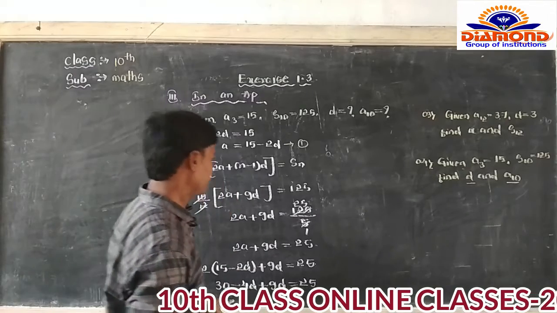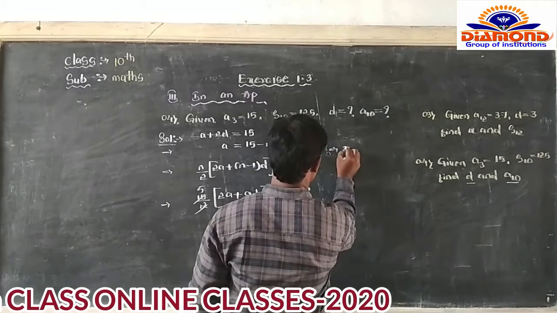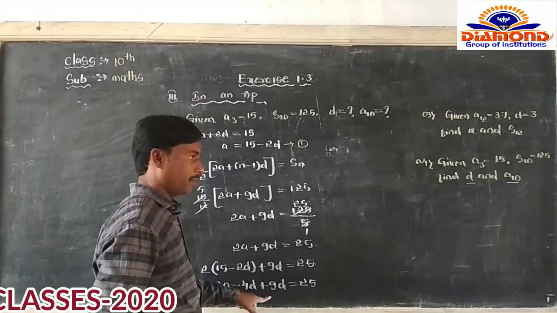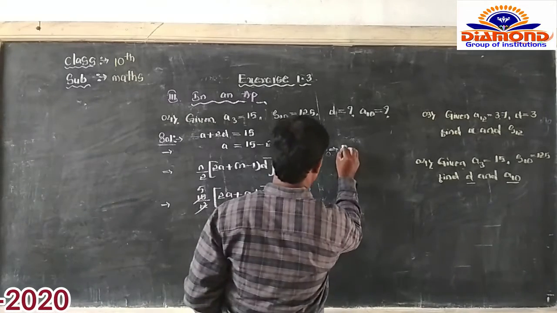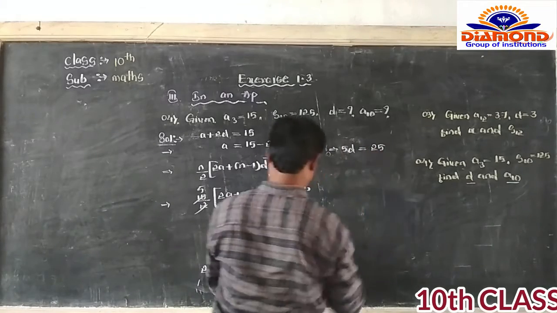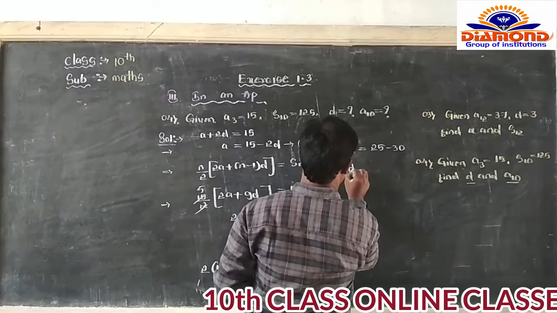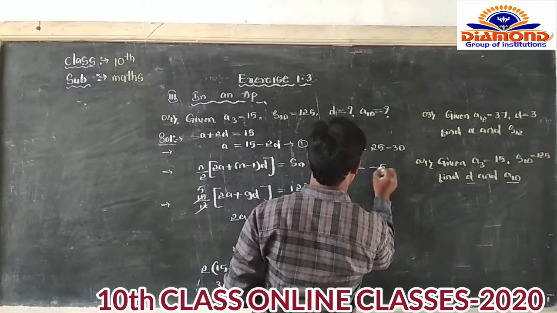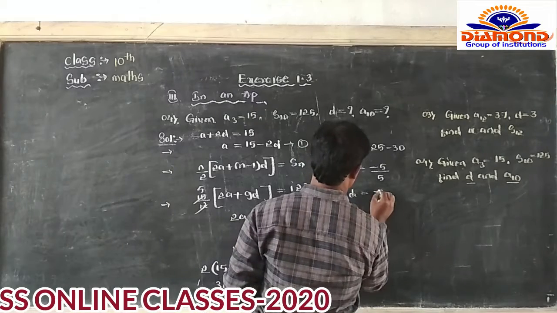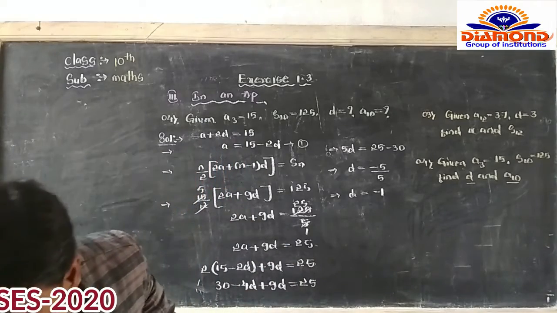Next step, we are taking 30. Sorry, here minus 4d plus 9d. The answer is 5d is equal to 25, and here plus 30 becomes minus 30. Common difference is equal to minus 5 by 5. Means the answer we got, common difference is equal to minus 1. Common difference is equal to, dear students, minus 1 we got.